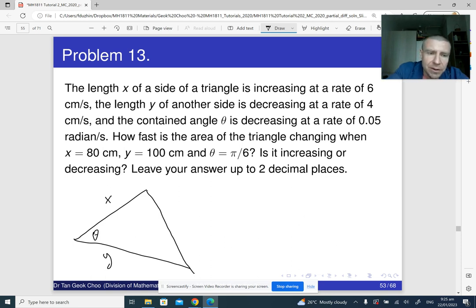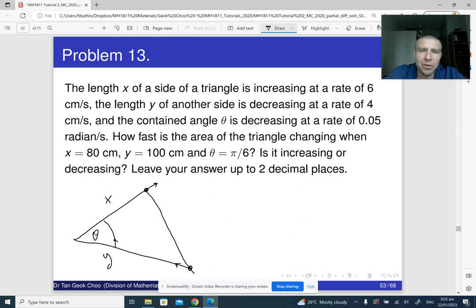X is increasing, right? So imagine that this point is moving towards this direction, so x is going to increase. Now, y is decreasing, right? So this point is moving towards this direction. At the same time, the angle is also decreasing, right? So it's moving towards this direction.